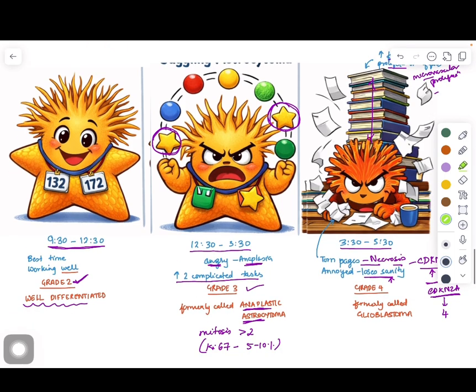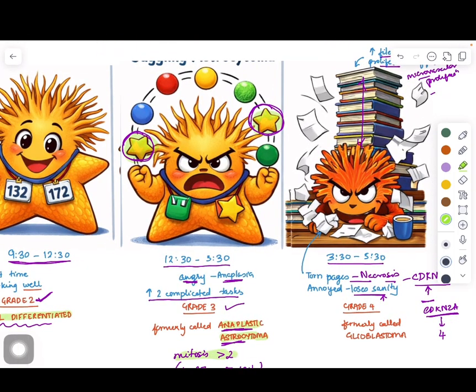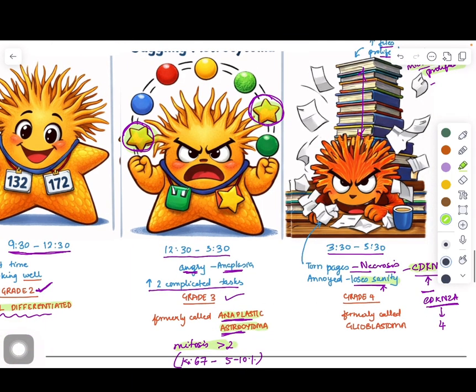The beginning of the day is very happy, and therefore it is well differentiated. In the middle of the day, it is a bit angry, and therefore anaplastic astrocytoma, as it was formerly called. And it will help us remember that there are more than 2 mitosis, the 2 stars here. And by the end of the day, the astrocytoma has totally lost it. So loss of sanity, that is CDKN2A mutation. The amount of work that has increased is microvascular proliferation. And also the torn pages here will help you remember necrosis.